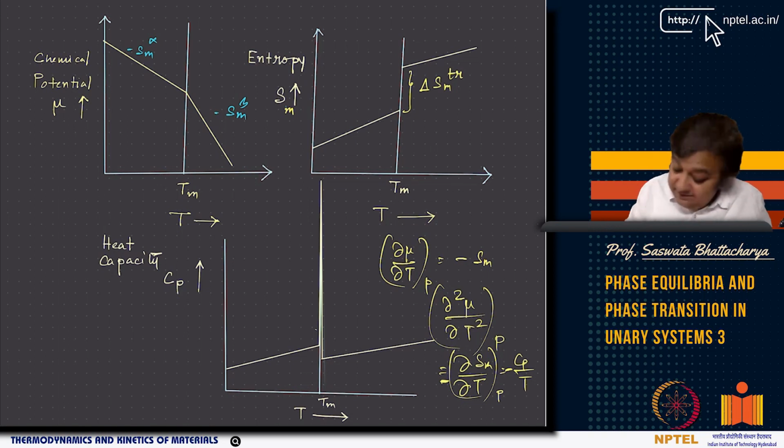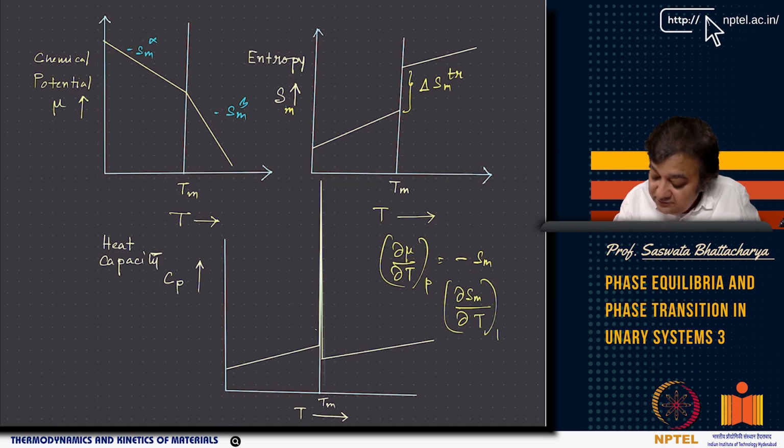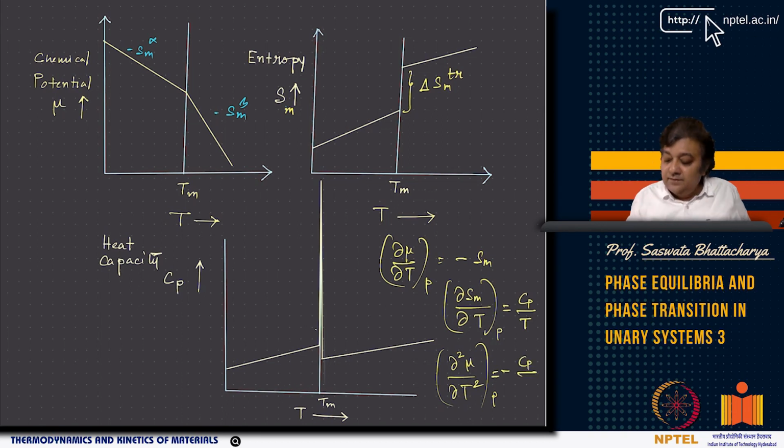So do not forget the minus sign, because there is a minus sign here. As you know, del Sm del T, with capital T temperature, at constant pressure equals Cp, the molar heat capacity, by temperature, right? So basically del 2 mu del T square, again at constant pressure, is minus of Cp by T, right? And at T equal to Tm, as you can see, it shoots up to a very large value.